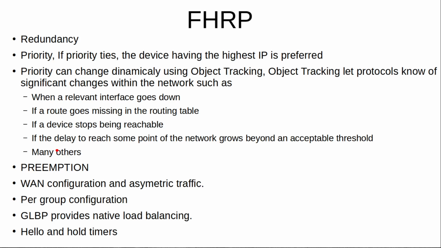You must be aware that your WAN configuration must follow your first hop redundancy protocol behavior, otherwise you may end up having asymmetric traffic. This means that asymmetric traffic happens when, for instance, your end users are reaching the internet through one device and the traffic coming from the internet is being forwarded down by another device. So you might want to keep your WAN configurations in check.